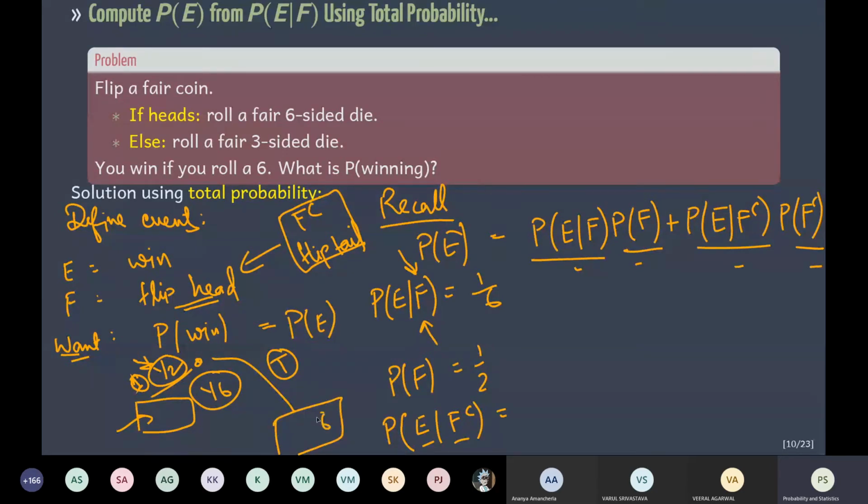Because the 6 is not here, I know for sure that the thing I'm looking for is not here. To win, I need a roll of 6, but a 3-sided die will never produce a roll of 6 because it only has numbers from 1 to 3. So here I know that by this way I'm surely going to lose. So the probability of finding a 6 along that branch is 0.